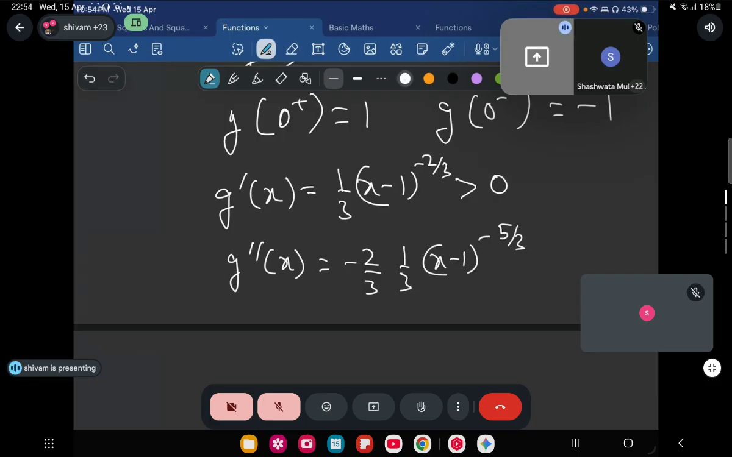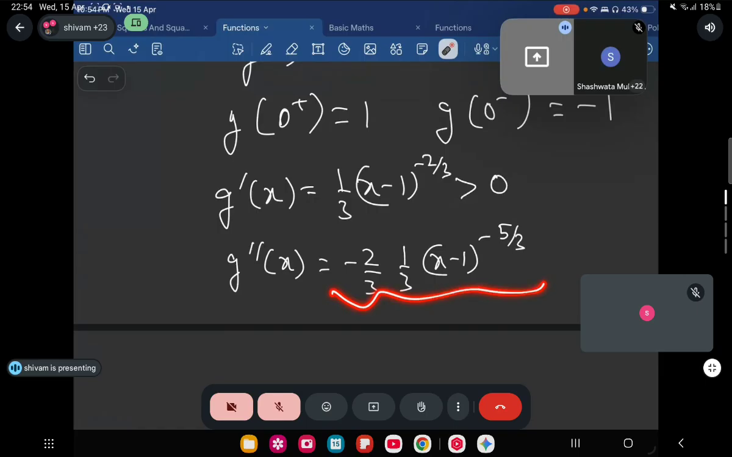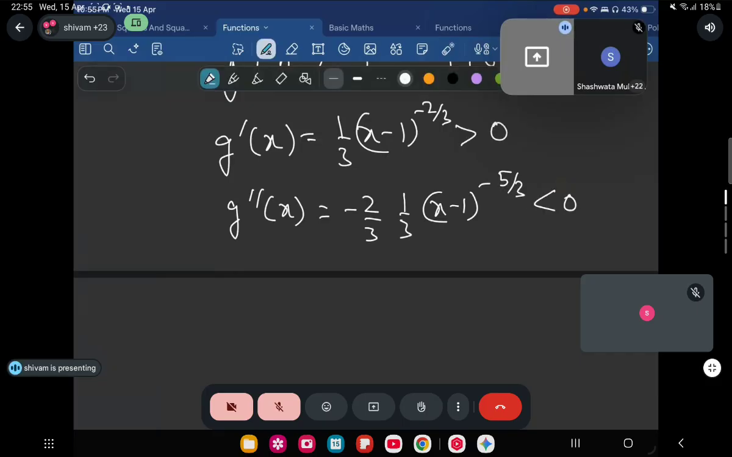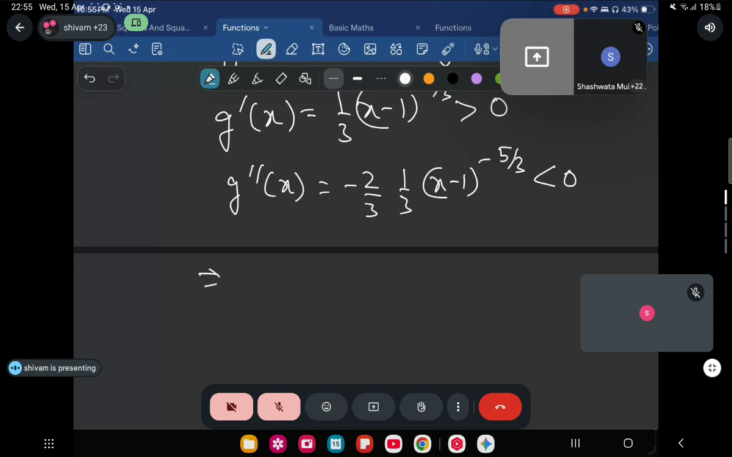Now tell me, anyone tell me, this expression g double dash x is positive or negative? What do you think? Tell me. Anyone? Shashwato, what do you think? So this expression is negative. So can I say that the function is concave downwards on the right hand side? This implies g of x is concave downwards.